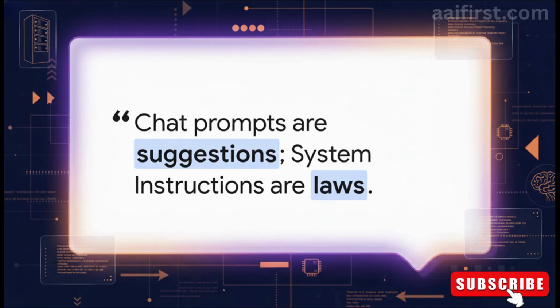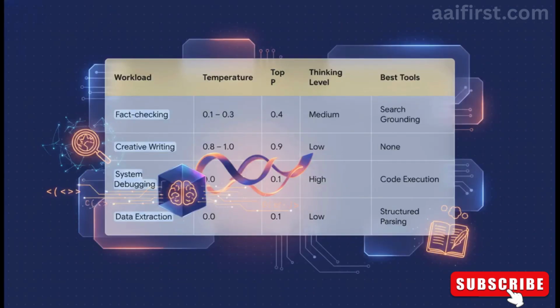A system instruction is a rule that the AI has to follow for your entire conversation. You can tell it, hey, you're a sarcastic pirate from now on, or always answer in JSON format, and it will stick to that rule no matter what else you ask it. And look, you can even combine all these settings to create your own presets for different jobs.